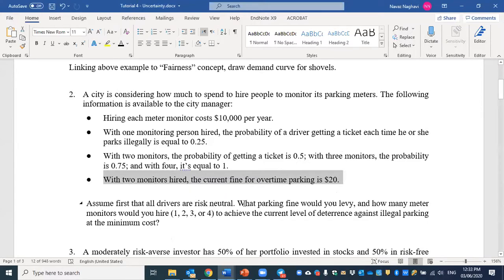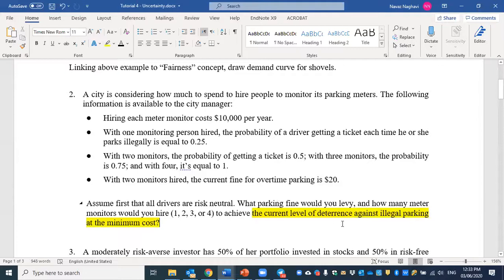What to compare? First of all, what parking fine? Now it is 20. It's asking you to calculate whether this 20 is fine, or it should be higher or less. And how many meter monitors? Now they have two monitors. Now it wants to compare whether we need more than this or less than this. To achieve the current level of deterrence against illegal parking at minimum cost. So do remember that this is the important part.